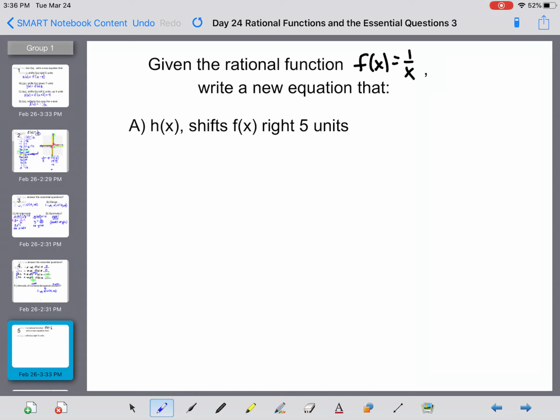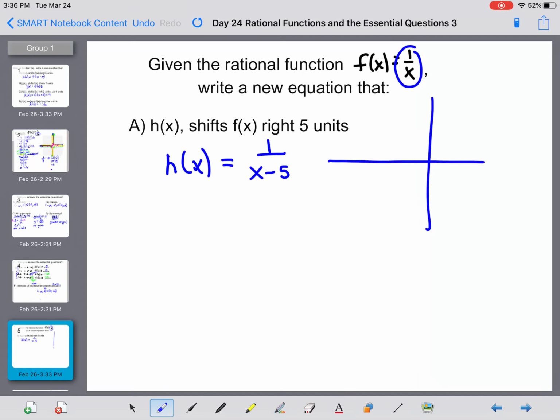All right, I kind of want to go back to the idea of the warm-up. So working with that rational function, f of x equals 1 over x, I want you to write a new function that's going to shift it 5 units to the right. So this is going to be called h of x. And if f of x is defined now as 1 over x, if I'm going to shift that to the right 5 units, that's going to give me an x minus 5 in the denominator. Because again, it's going to go with the x value, and it's going to be opposite of what I think.